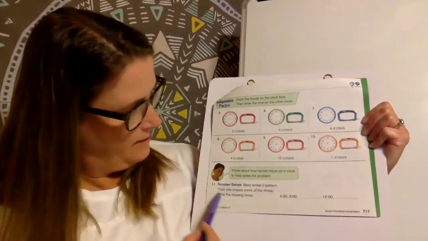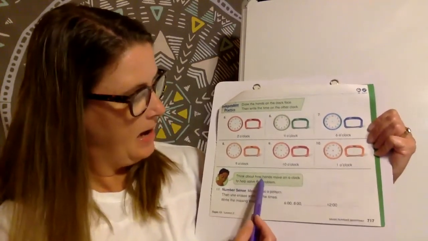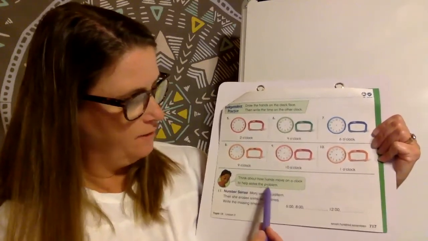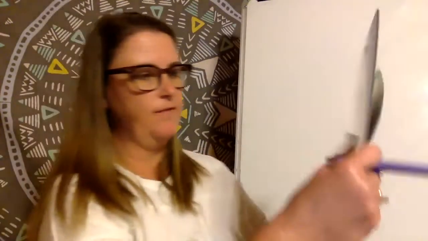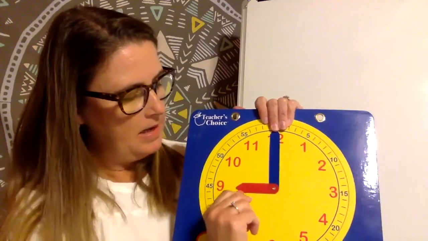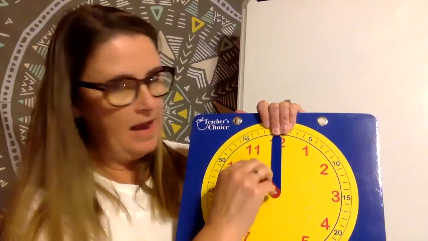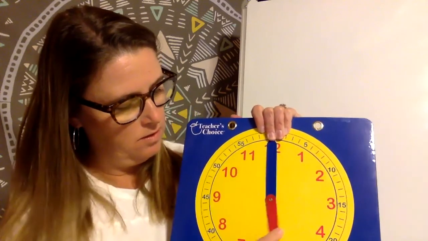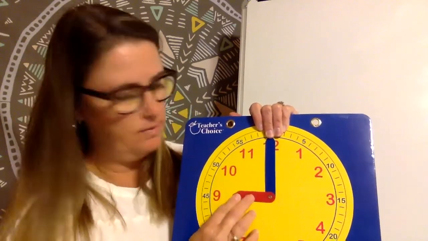On number 11, it says, think about how hands move on a clock to help solve the problem. Now, let's talk about that for a second. So this is my hour hand. It takes 12 hours for this hand to move all the way around on the clock.